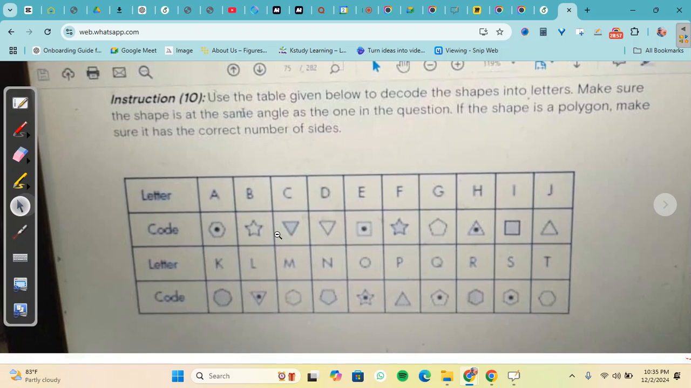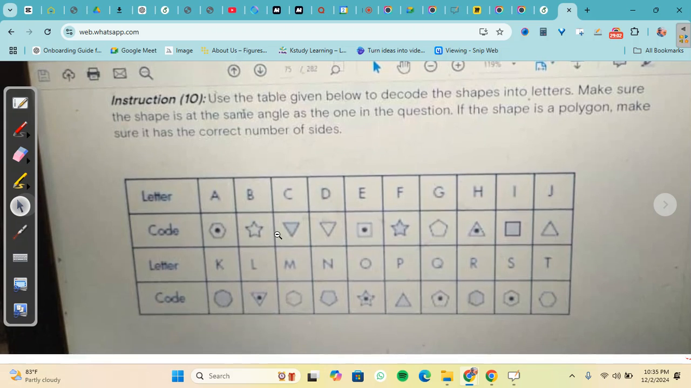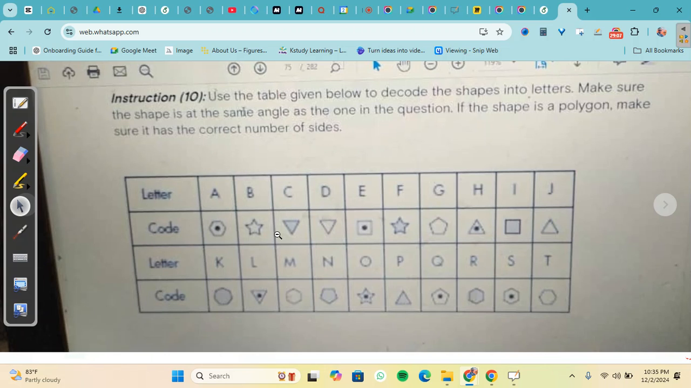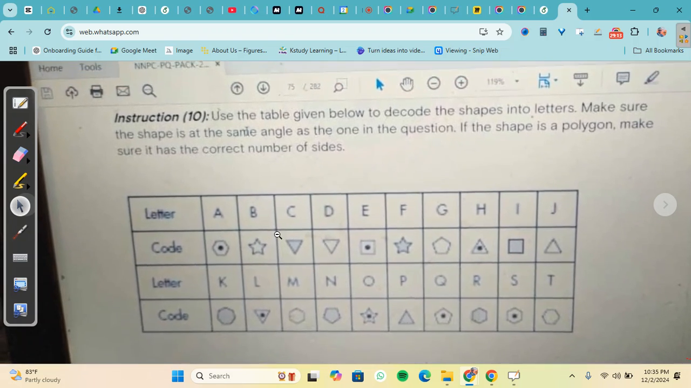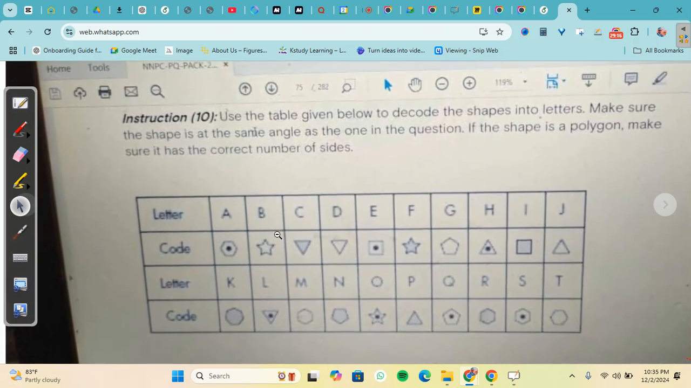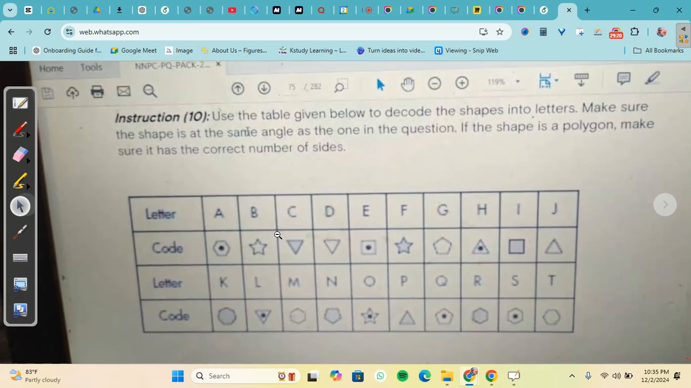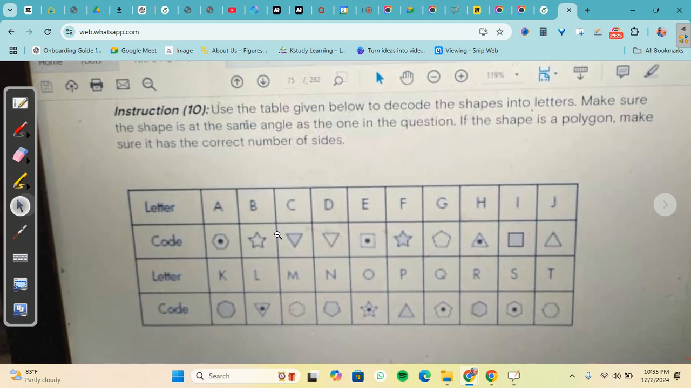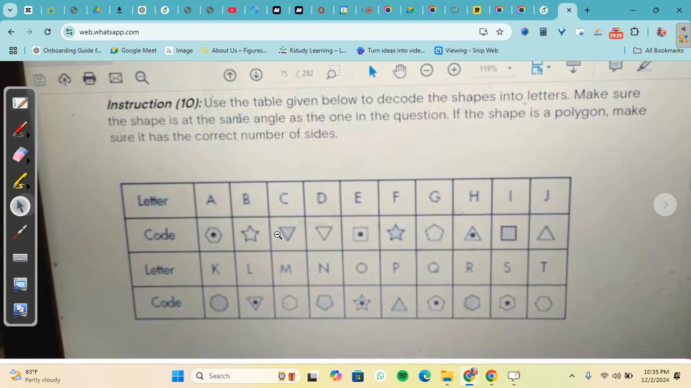Use the table given below to decode the shape into letters. Make sure the shape is at the same angle as the one in the question. If the shape is a polygon, make sure that it has the correct number of sides. Now, trivially speaking, this is letter A, and this is the code for letter A. This is letter B, this is the shape for letter B. All right? This is C, and I have this. This is D, I have this.